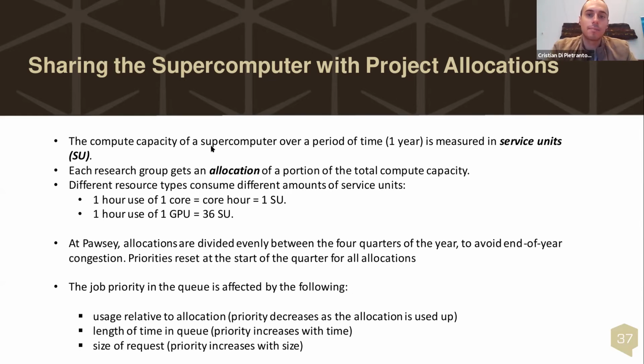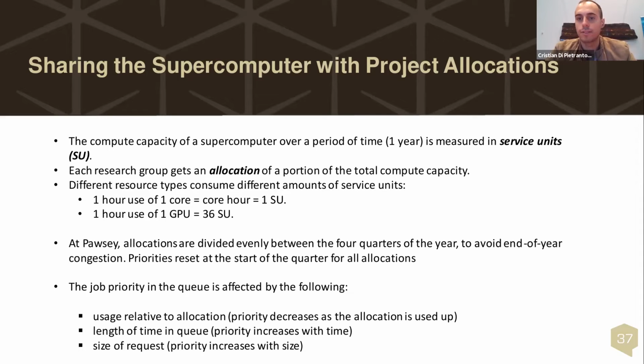The next topic is about project allocations. That is how much compute capacity you're given on the supercomputer. So the supercomputer has a huge compute capacity, but it's still finite, and it needs to be partitioned across users in a fair way.